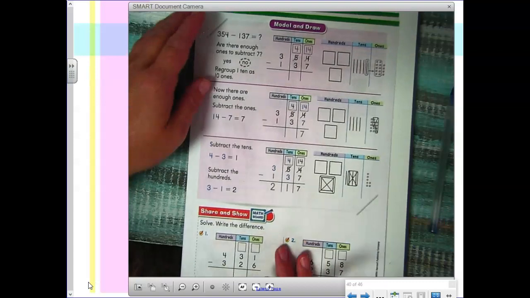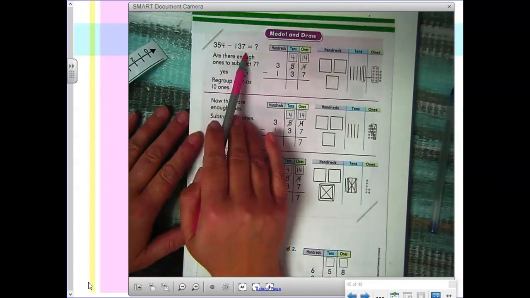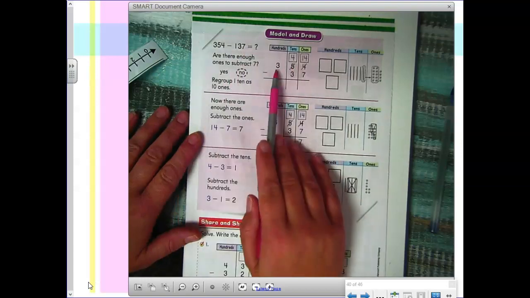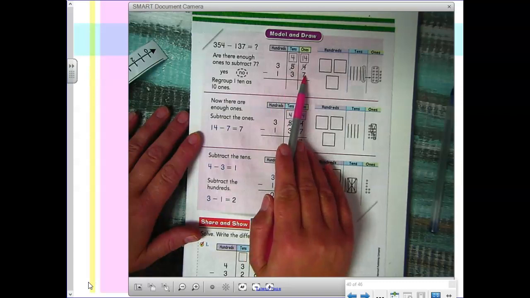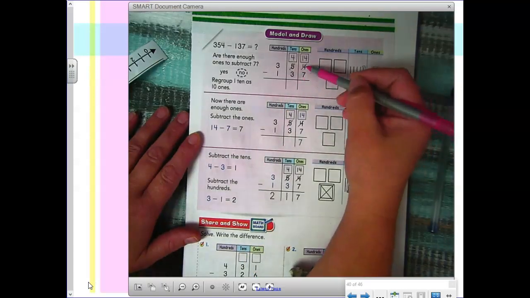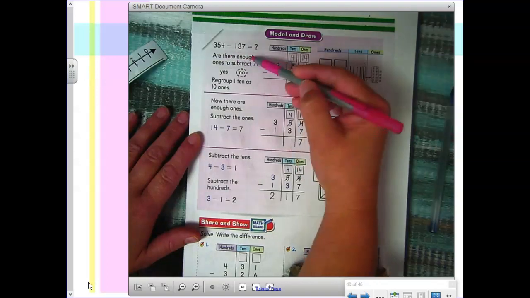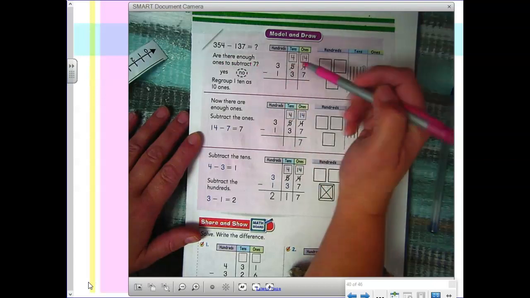All right, model and draw. It says 354 minus 137. All right, we have it set up in the hundreds, tens, and ones columns. You start on the right. 4 minus 7. It says, are there enough ones to subtract 7?